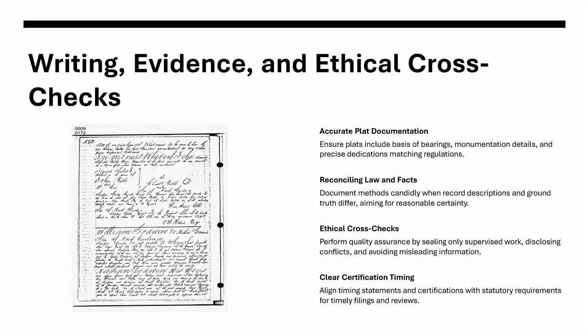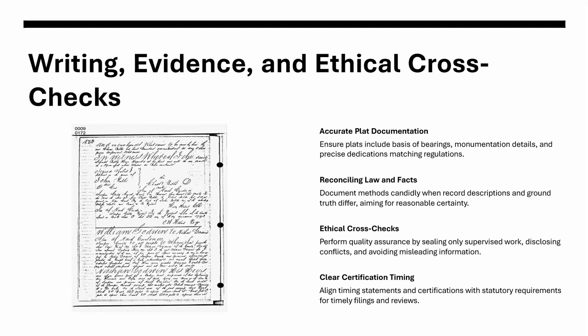And in the event that the laws and the facts don't line up, sometimes we have record descriptions and ground truth that refuse to agree. Texas courts expect reasonable certainty, not perfection, in reconstructing historic lines. Your responsibility is to document your method and evidence candidly, so an agency or court can follow your footsteps. Kirby Lumber, again, is instructive here.